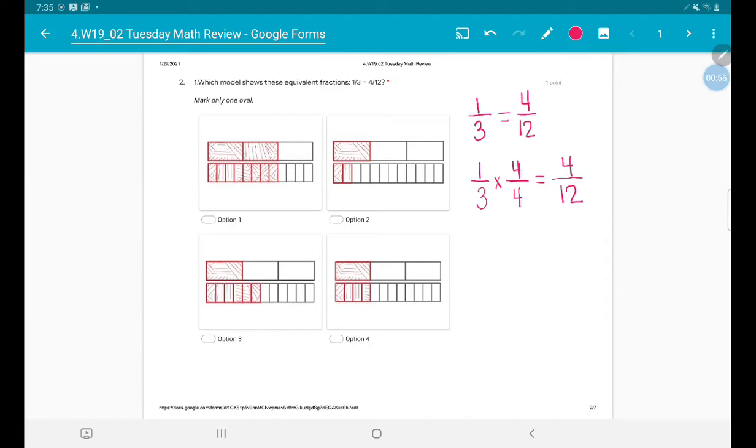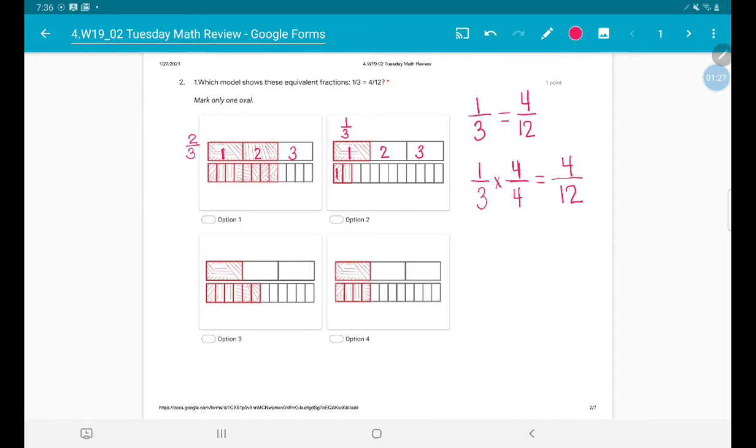So if I look at option 1, there's 1, 2, 3 equal size pieces in the top model, but 2 of those are shaded. So that shows 2/3, not 1/3. I know that can't be the correct answer. If I look at option 2, there's 1, 2, 3 equal size pieces. One of those is shaded, so that does show 1/3.